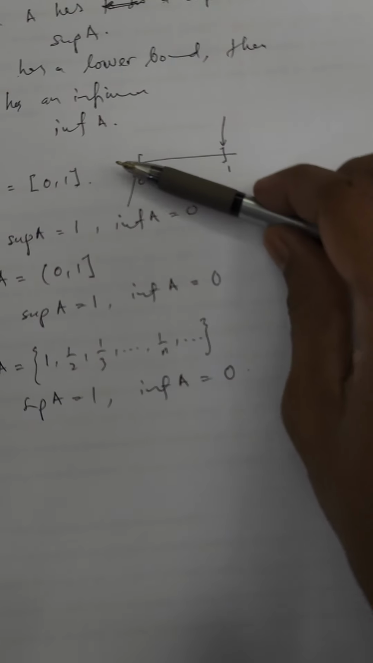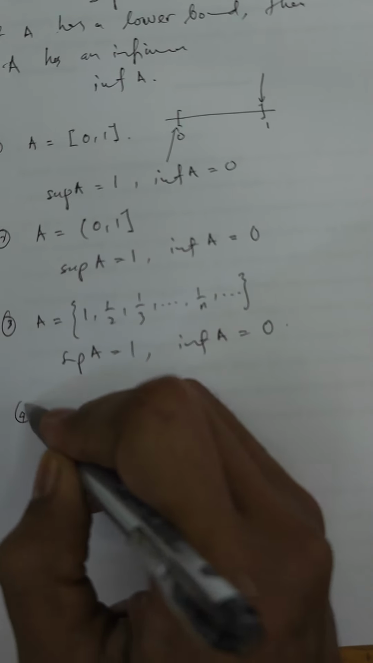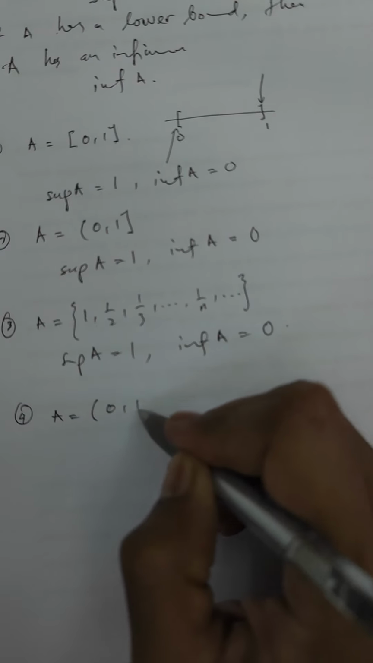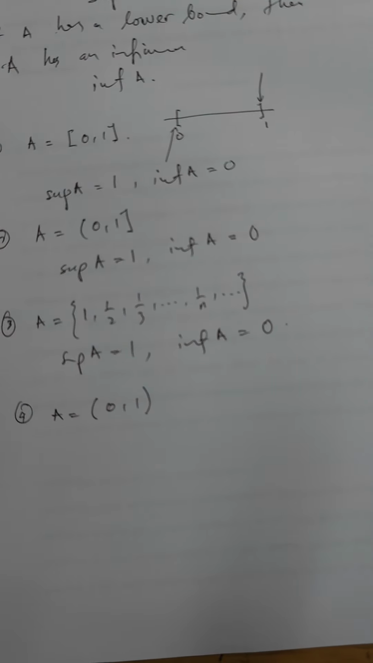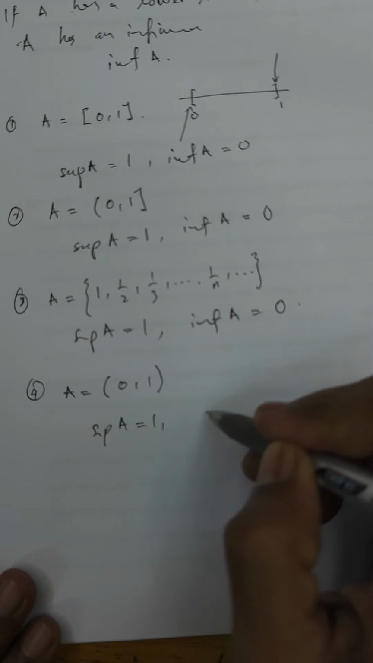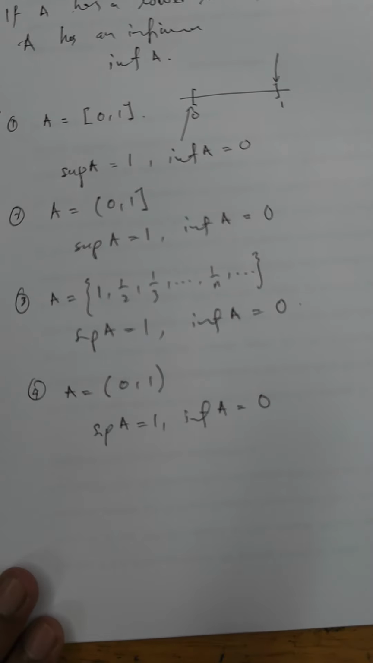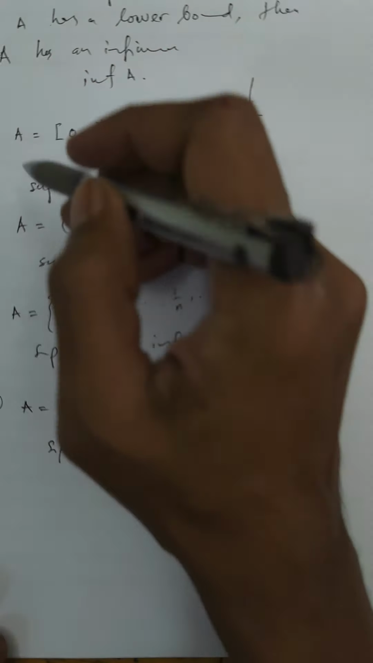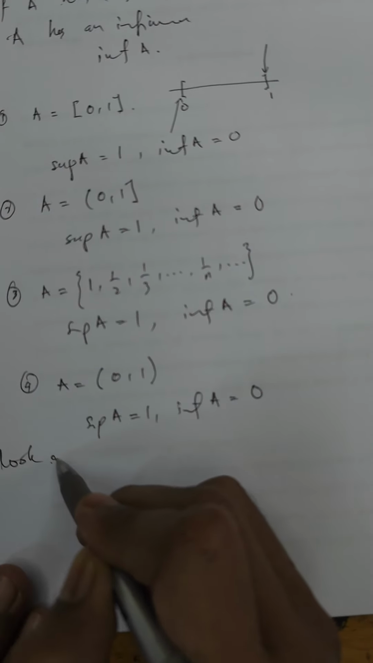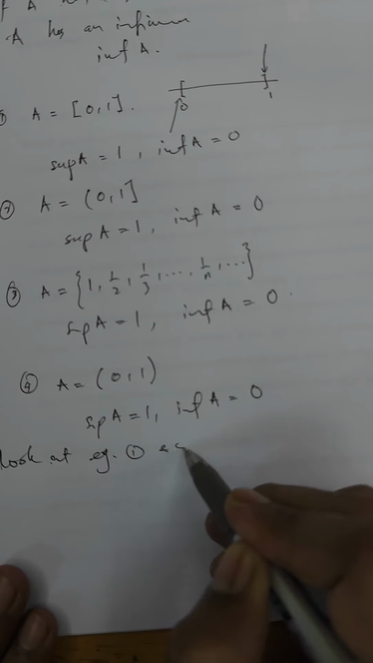Now, if you look at all these examples, let me consider one more example. We consider the open set, let's say (0, 1). In this case, the supremum of A is 1 and the infimum of A is 0. Now compare this, especially examples 1 and 4. Look at examples 1 and 4.